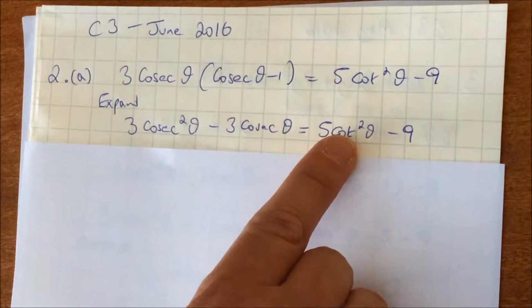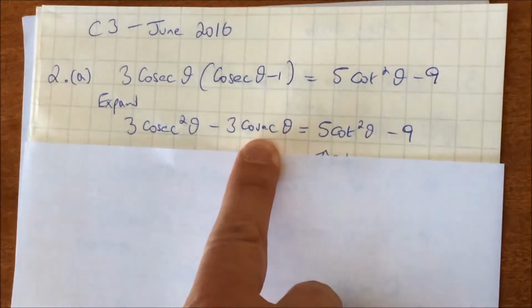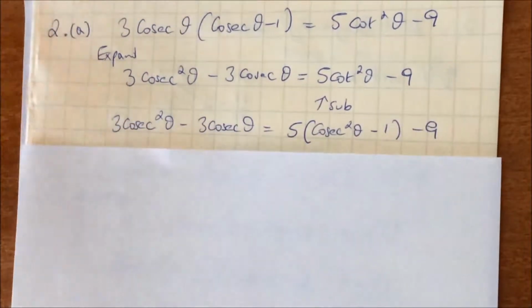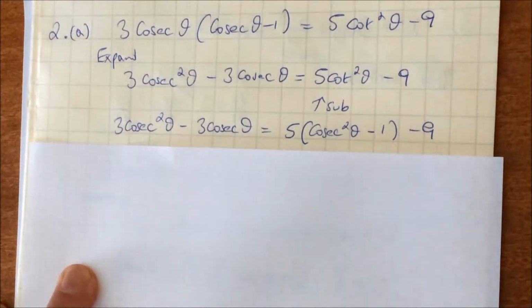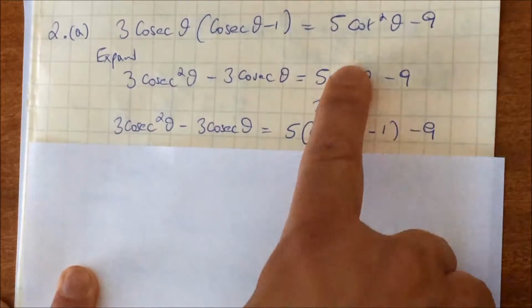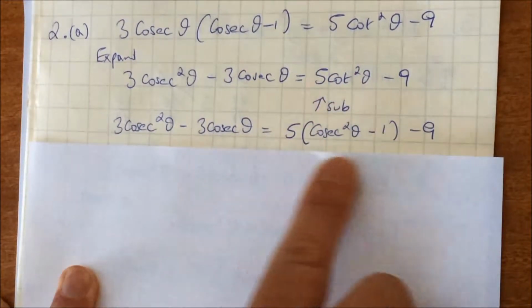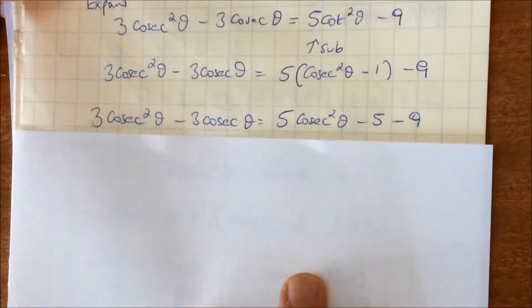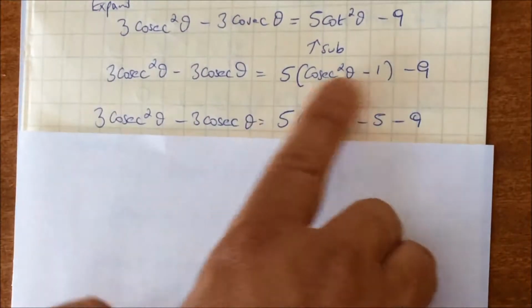So remember, the deciding factor actually is this bit. That tells me I need the whole question about cosec theta. So I'm going to replace cot squared with cosec squared theta minus 1 there. And I'm going to take my time multiplying out the brackets there to give me that stage. So I've just multiplied by 5.